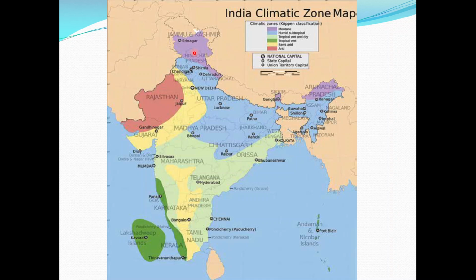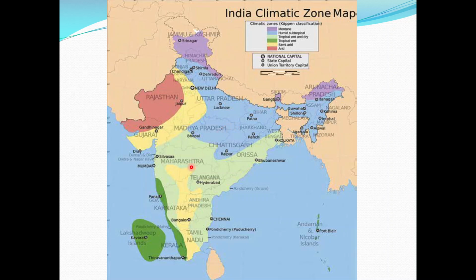That is called the mountain zone, which has a cold climate. So this is the mountain zone, and this blue color area is the humid subtropical zone, which means they are getting most of the rainfall. This is called the humid subtropical zone.